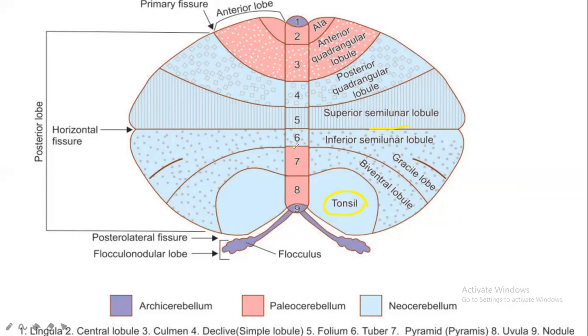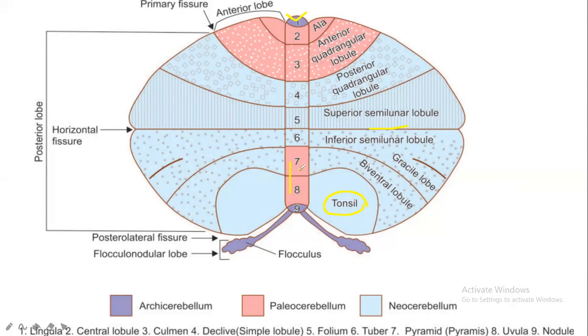And at this point, we appreciate what we call the pyramid. And this one is what we call the tuber, the folium, right? We have what we call the declive, and the culmen, and the central lobule, and the lingula. So you see in textbooks, they talk about these, because they appear on the anterior surface and are also related to the fourth ventricle.